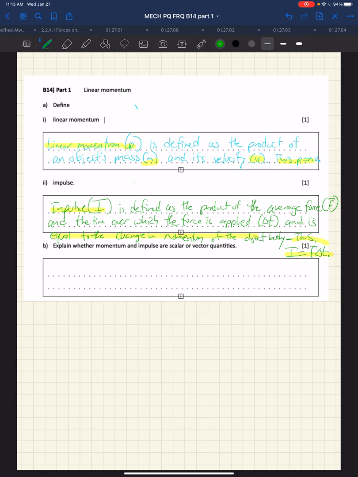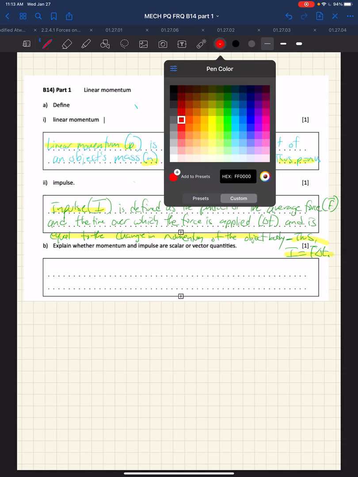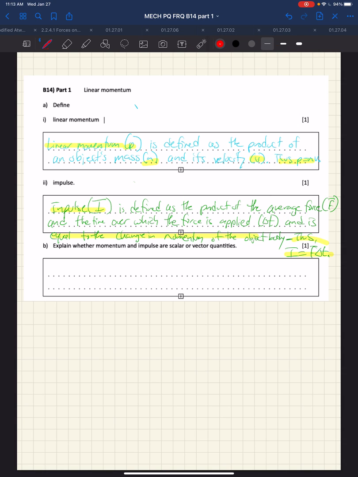Third question, explain whether momentum and impulse are scalar or vector quantities. Well, when we look at the two of those, P equals mv. Velocity is a vector. It could be positive or negative, and momentum then is a vector. It could have positive and negative momentum. The impulse is F bar delta t. Force is a vector, which could be positive or negative, which means that the impulse, the change in momentum received by the other object, could be positive or negative.